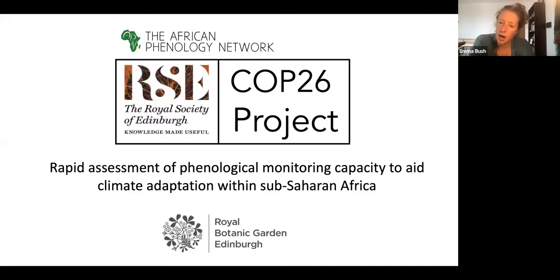So currently, we're right in the middle of our first ever funded project as a network. So we were awarded some money from the Royal Society of Edinburgh. And this project is just 6 months long. It started in May, June time, and ends at COP26. So it's a project leading up to COP26. And the aim of this fund is to support north to south knowledge transfers and to aid climate adaptation.